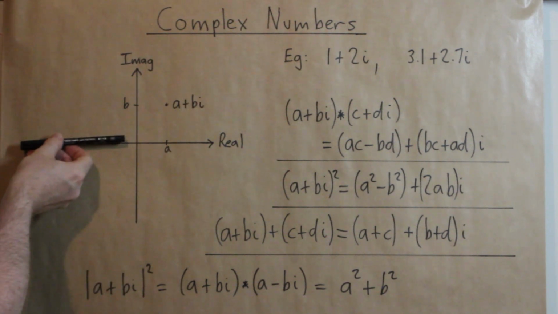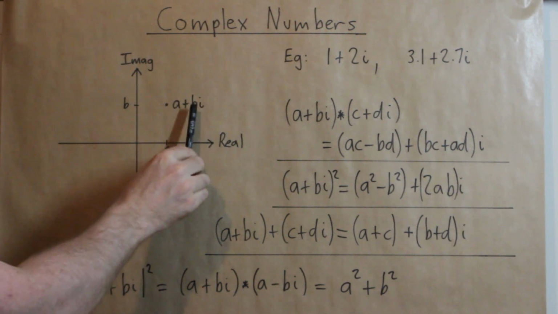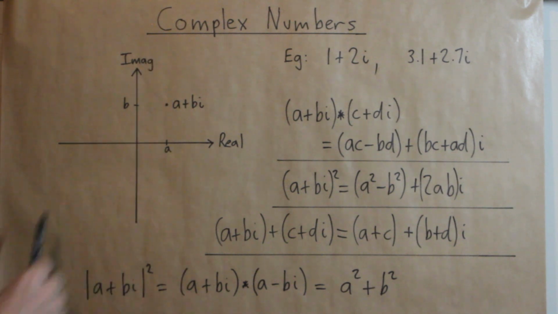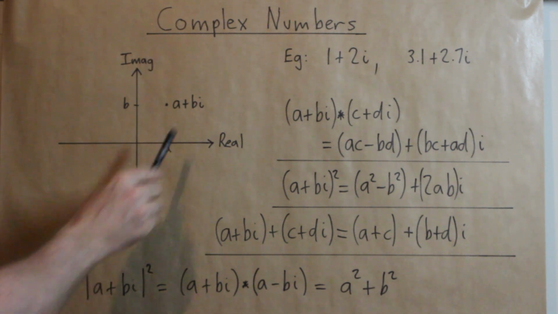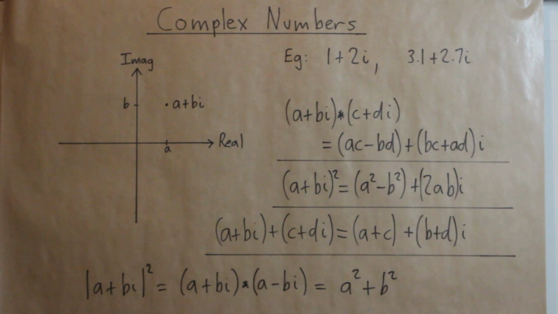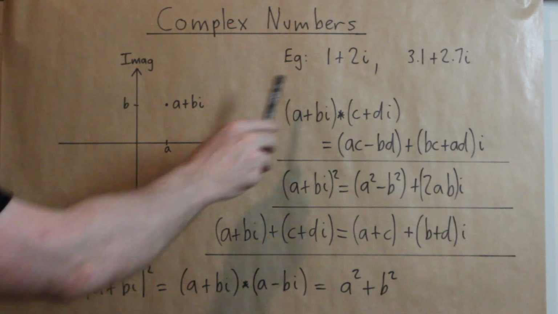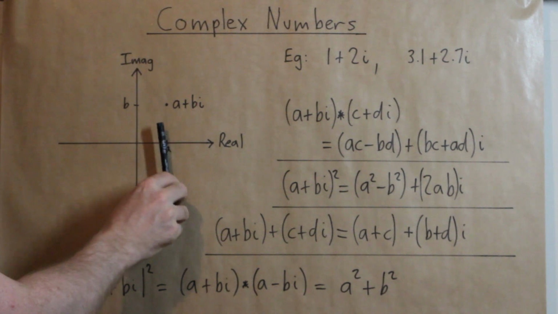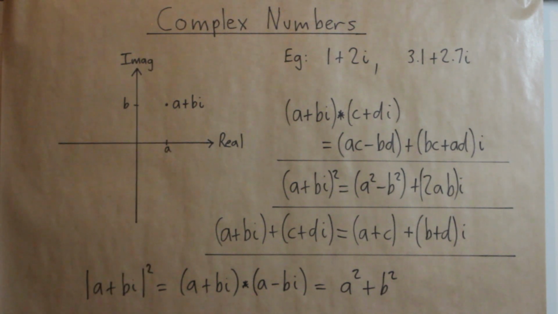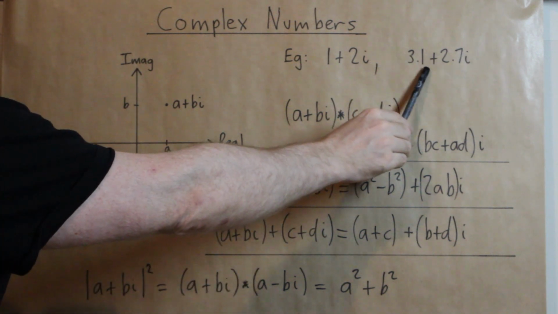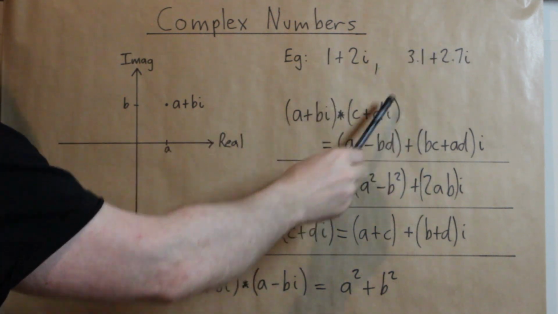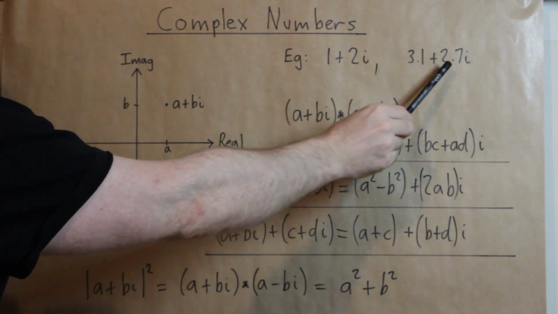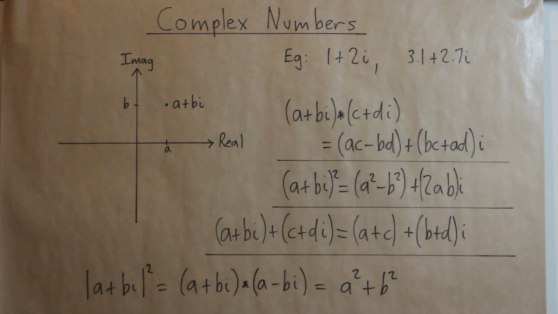One part measures how far they are in the real direction, and the other part measures how far they are in the imaginary direction, which we denote with a little symbol i for imaginary. So for example, 1 plus 2i is a complex number. That means 1 in the real direction, 2 in the imaginary direction, and then plot the point. This number has fractional parts, but this is a perfectly valid complex number, 3.1 plus 2.7i.